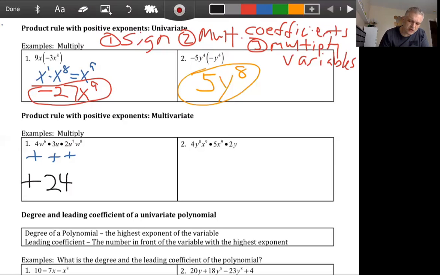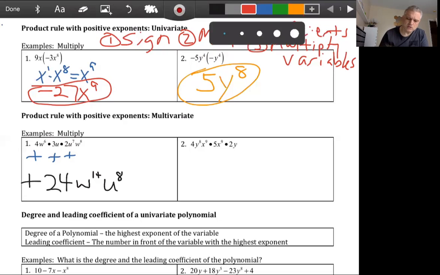So we start with w to the 6th. Are there any other w's to multiply? Yes, there are. There's a w to the 8th. Well, I can multiply those together. So that's w to the 6th plus 8th power, which is w to the power of 14. And then there are u's. There's a different base. There's u to the 1st times u to the 7th. So u to the power of 1 times u to the power of 7 is equal to u to the power of 1 plus 7, which is u to the 8th.